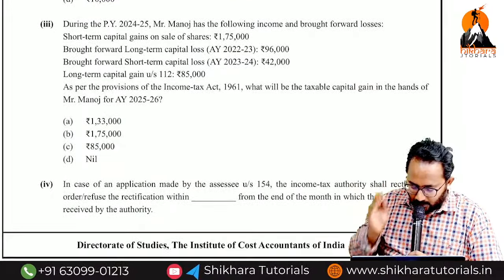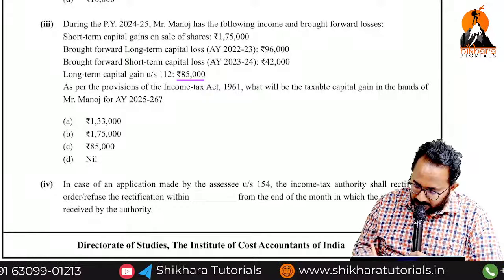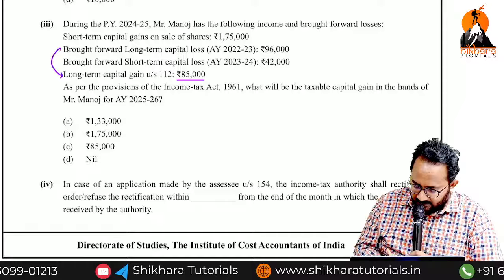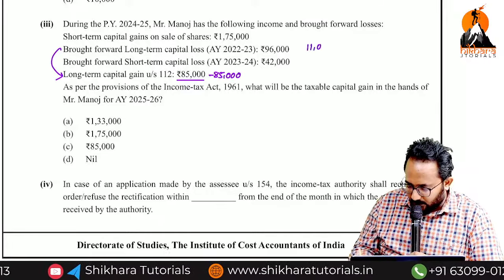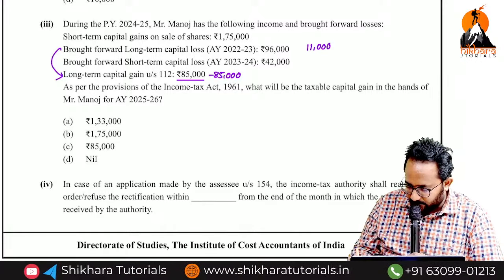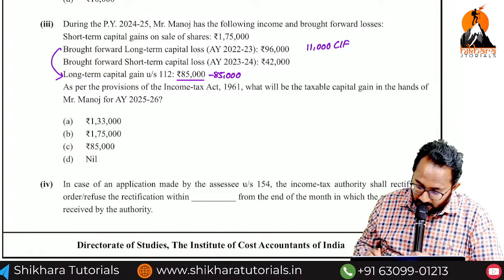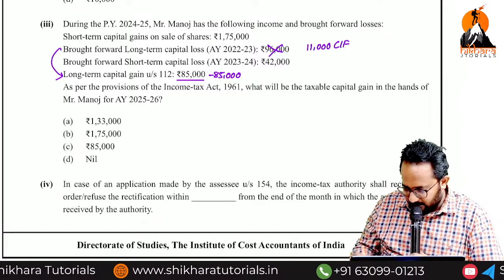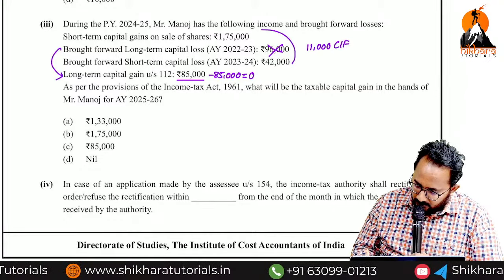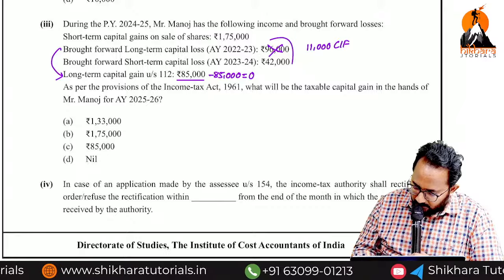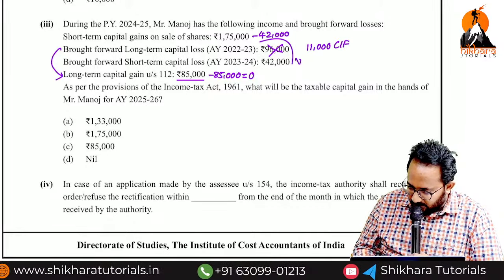Next, long term capital gain is there, and long term capital loss is also there, but we can set off against this only 85,000. So now 11,000 you have to carry forward to the next year. Why? We can't set off the long term capital gain with the short term capital loss. Okay, it is exhausted and it is finally 0. Now we have a short term capital loss also. Yes, we can adjust, minus 42,000. Yes, it is also exhausted.